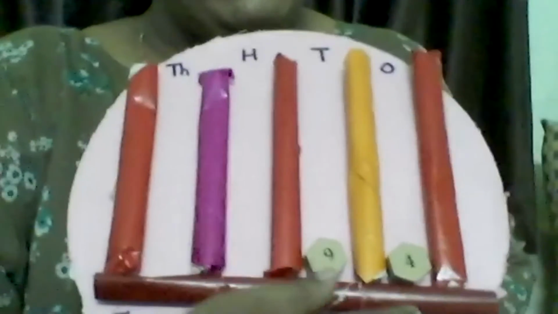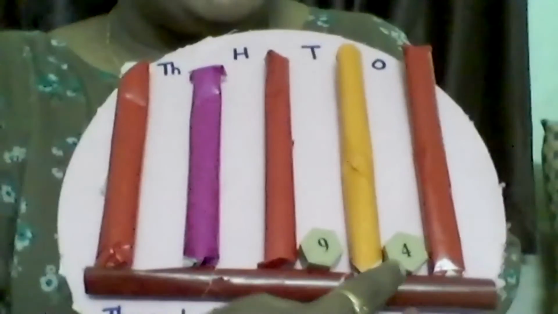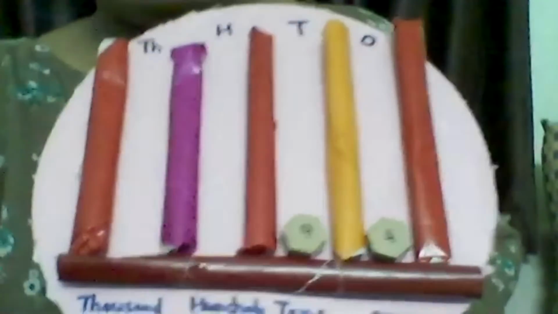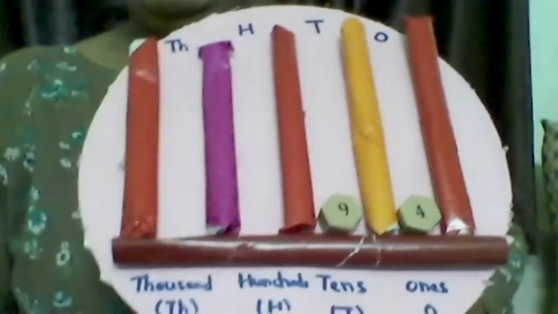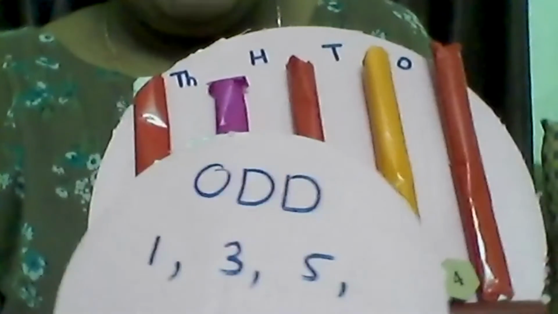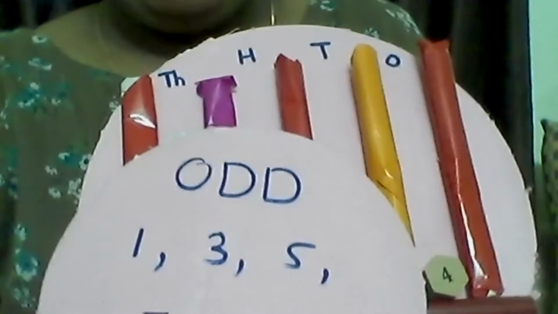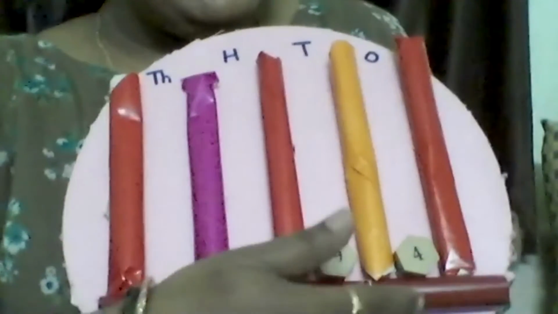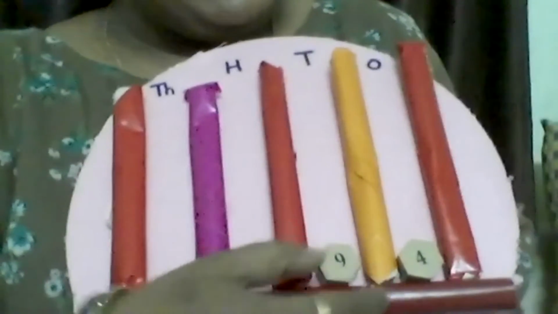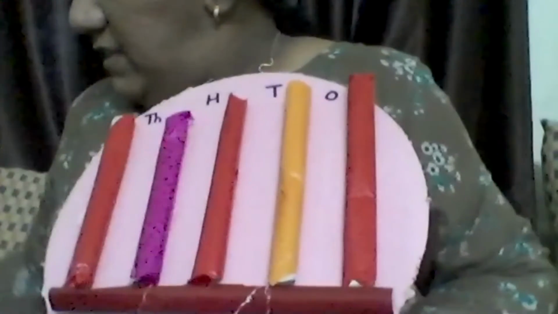So again, from this number, we have to concentrate on only the ones place. Now we will see in this flashcard whether 4 is there in the odd numbers chart. No. There is 1, 3, 5, 7, 9. Now we'll see in the even one. Yes, 4 is there. So this number is an even number.